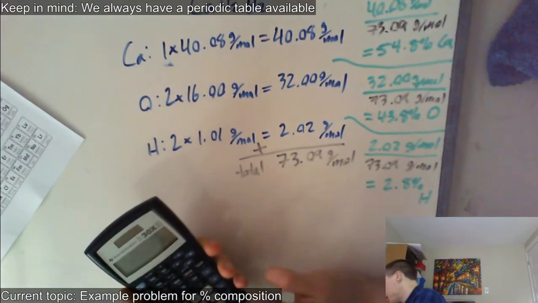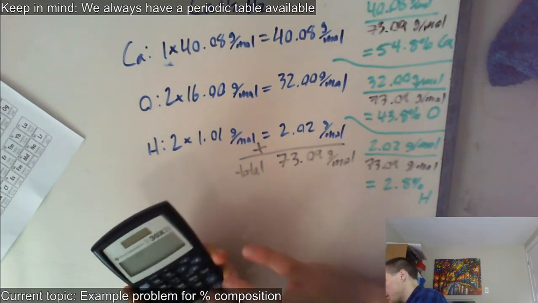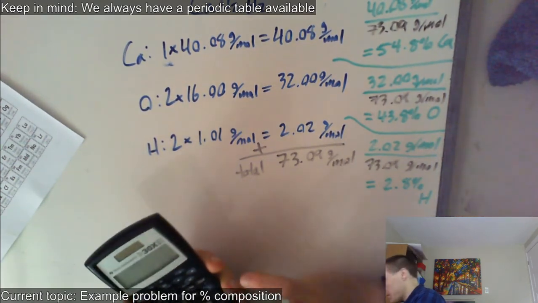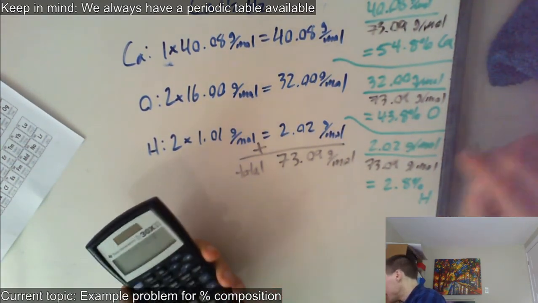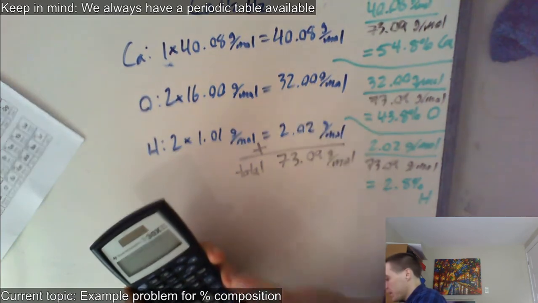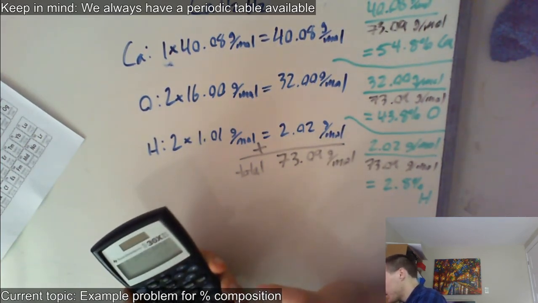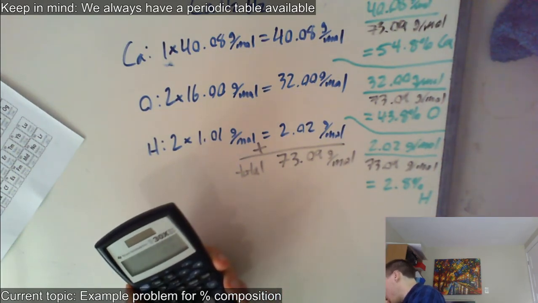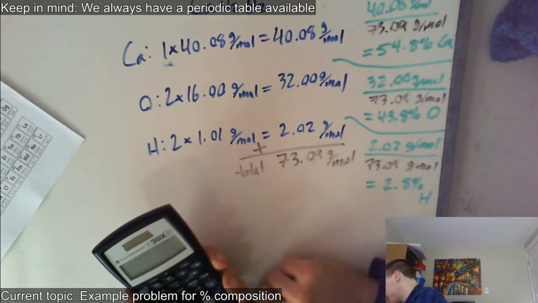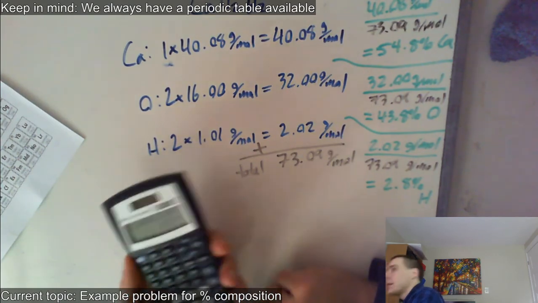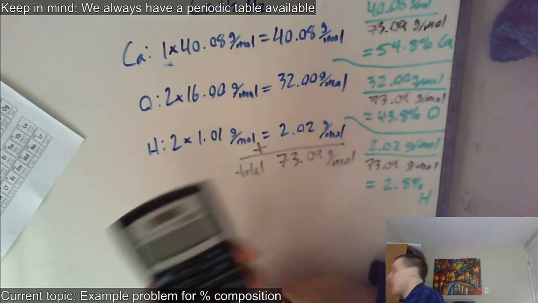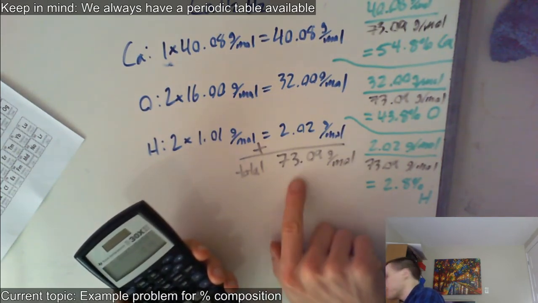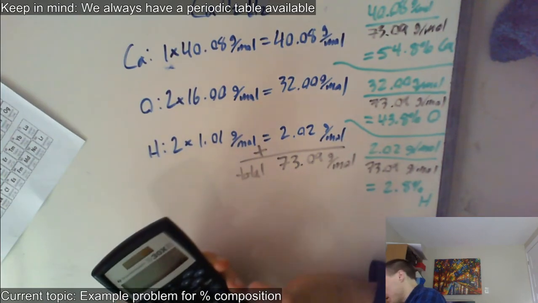So I'm going to add these together. 2.8% hydrogen plus 43.8% oxygen plus 54.8%. I get 101.4%. Where did I go wrong? So I think I got something wrong somewhere. Let me check my total. I think I might have screwed up my total.